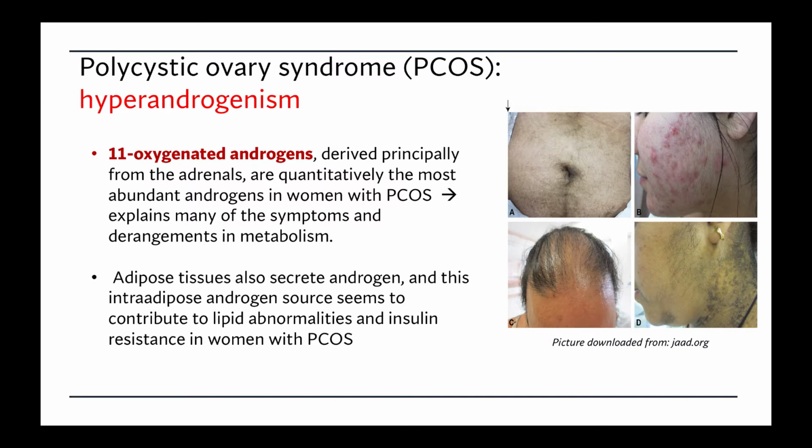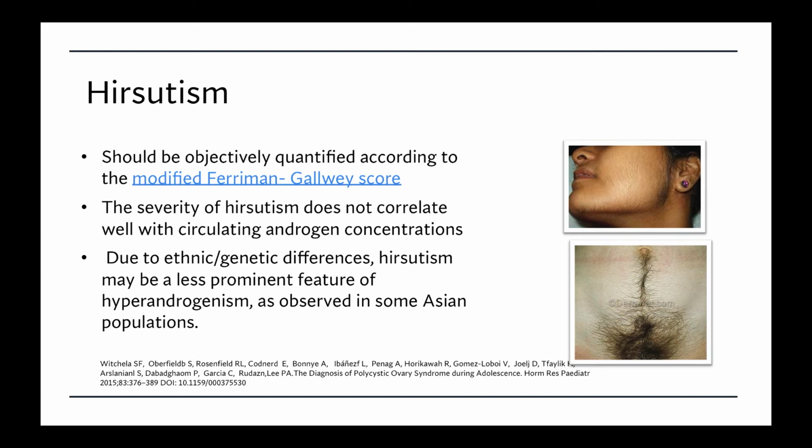Now, hirsutism among all hyperandrogenic signs and symptoms is touted to be the best biomarker for hyperandrogenism. And this is objectively quantified according to the modified Ferriman-Gallwey score. The severity of hirsutism, though, does not correlate well with the circulating androgen concentrations. Now, due to ethnic and genetic differences, hirsutism may be less prominent in some Asian populations, such as Southeast Asians or East Asians, as compared to Caucasians or South Asian groups.